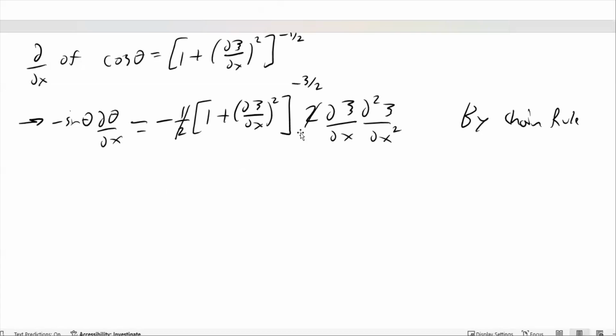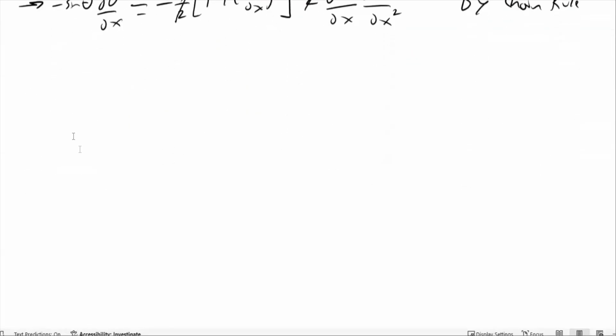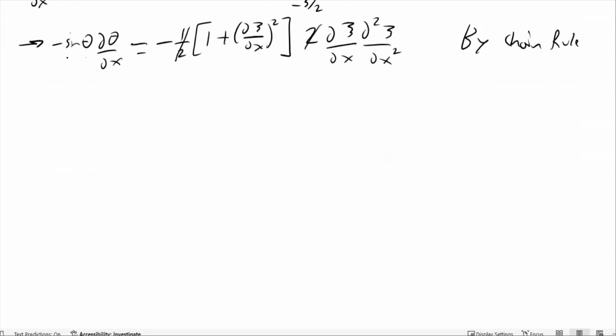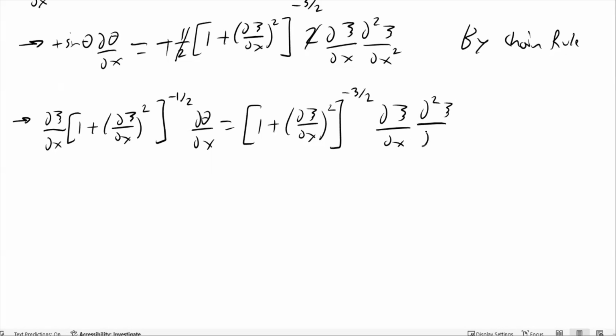So now we want to plug in our expression for sine into here, where it says sine. Also these minus signs will cancel. So there we go. So plugging in sine from above, we have that d cos c dx times 1 plus d cos c dx squared to the negative 1/2 d theta dx is equal to 1 plus d cos c dx squared raised to the negative 3/2 d cos c dx d2 cos c dx squared.